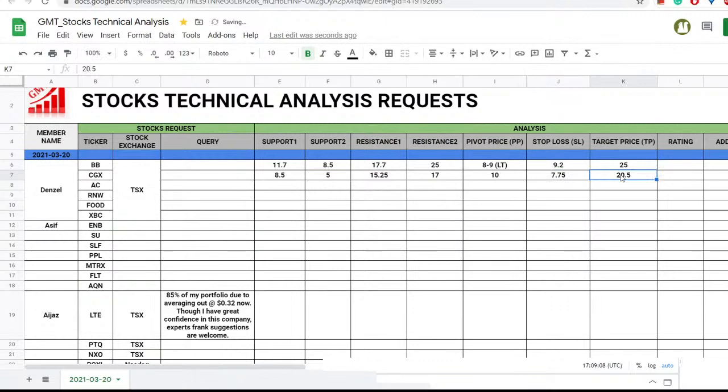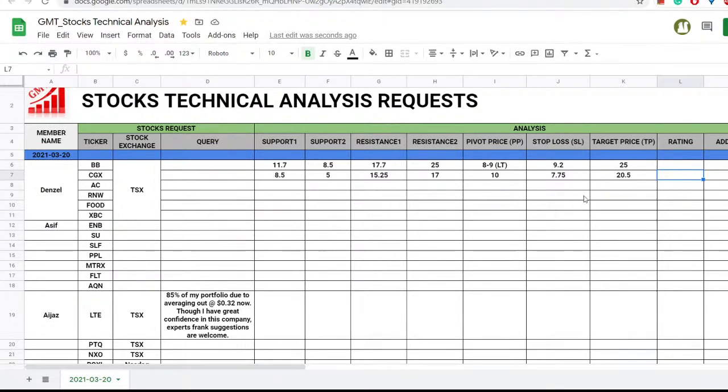Shall we make a short-term target or a long-term target? For short-term, the target would be the resistance point 15.25, then 17 and 20.25. Okay, those are the target prices that you already have: resistance at 15.25, 17 and 20.25. Okay, any questions on CGX?